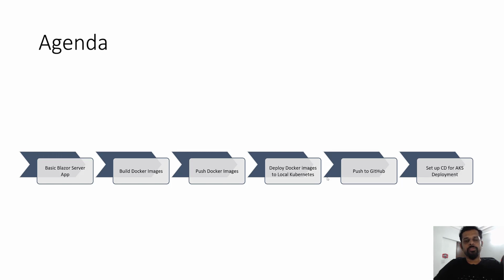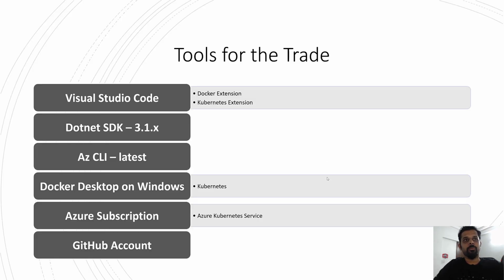Right. So what are the tools which I'm going to use for this particular demo? First thing is Visual Studio Code, which is the IDE I'm going to use. I've also installed a couple of extensions. One is the Docker extension, another is the Kubernetes extension, and I'm going to use a .NET Core 3.1.3 version of an application. You also need to have AZ CLI, which is Azure CLI, installed on your machine. And Docker Desktop, of course, if you're on Windows.